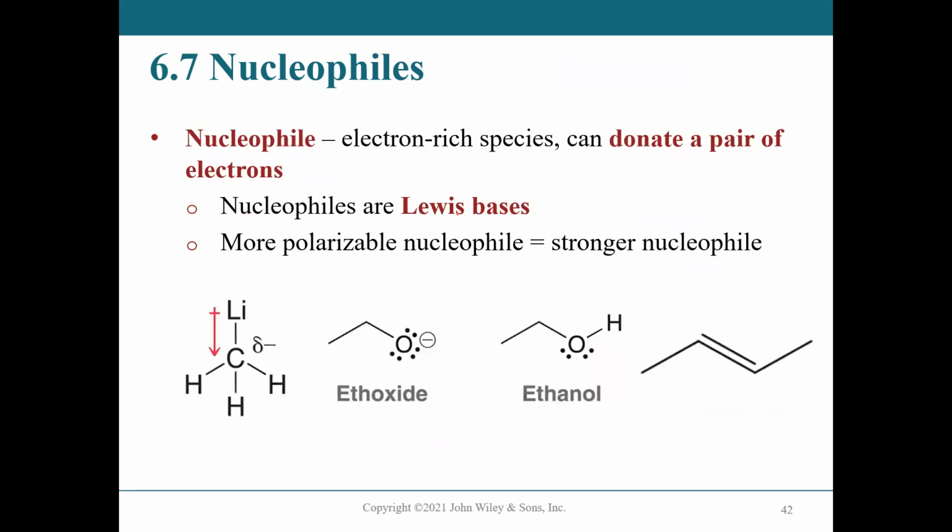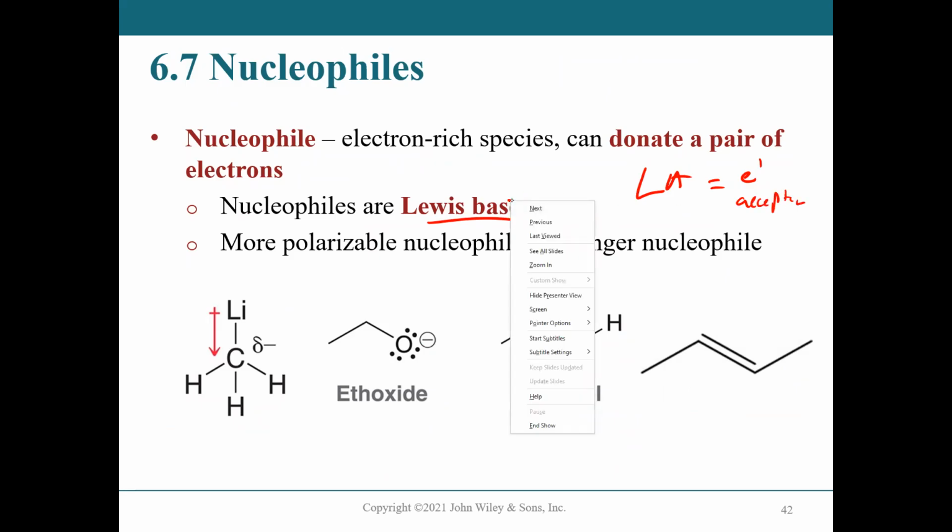So we go into what a nucleophile is. So here, we said that this was a nucleophile from the previous slide. A nucleophile is an electron-rich species that can donate a pair of electrons. So nucleophiles are Lewis bases. Remember, a Lewis acid is an electron acceptor. So this is an electron acceptor. A Lewis base is an electron donor.